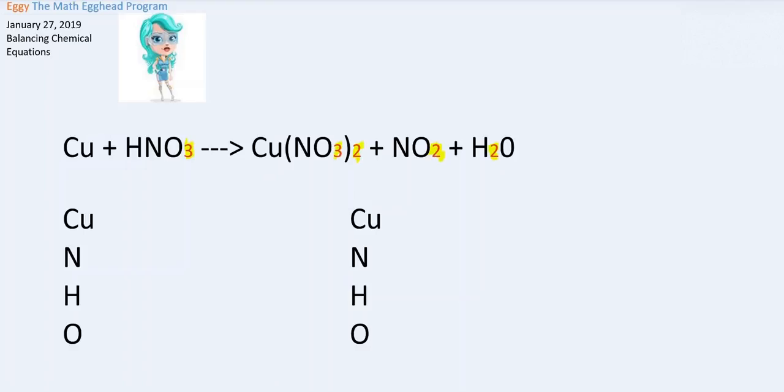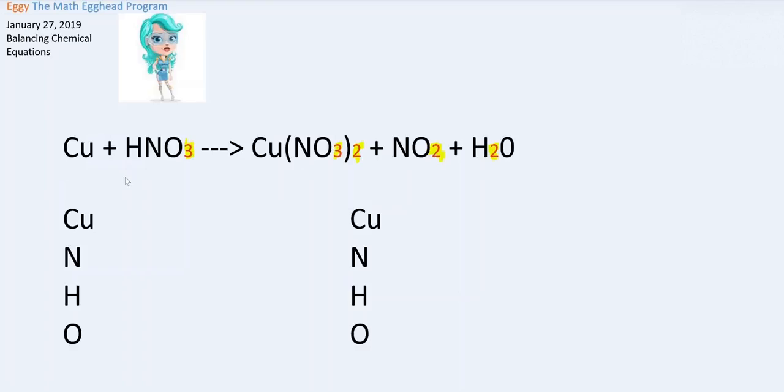Okay, so let's start off here. We have copper, nitrogen, hydrogen, oxygen. Here we have copper, nitric acid, copper II nitrate, nitrogen dioxide, and H2O, water.